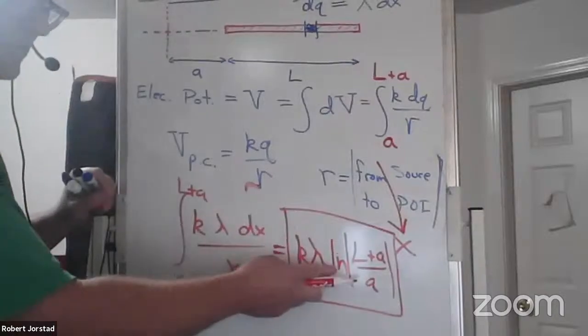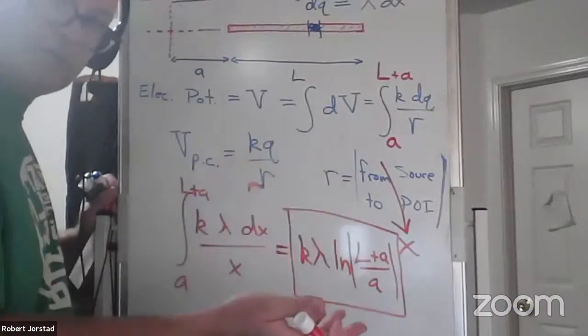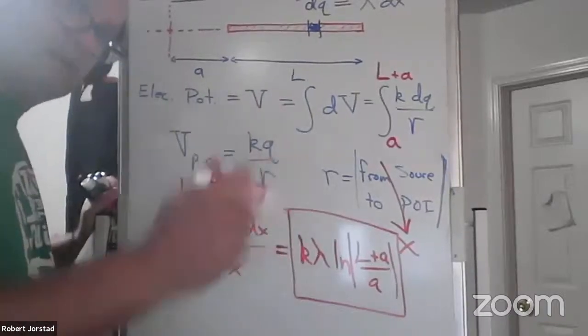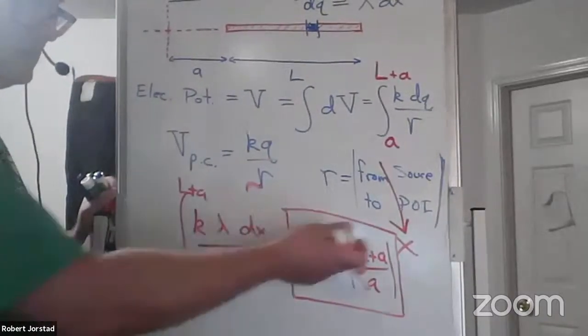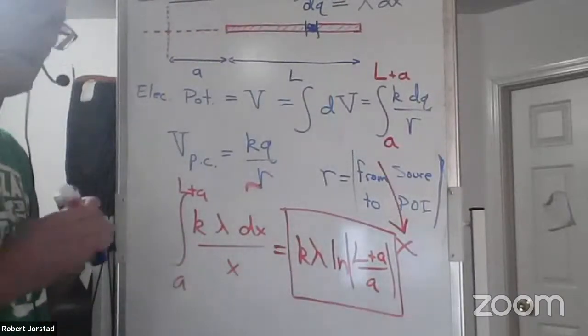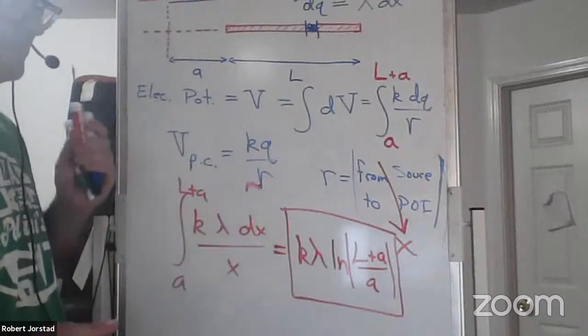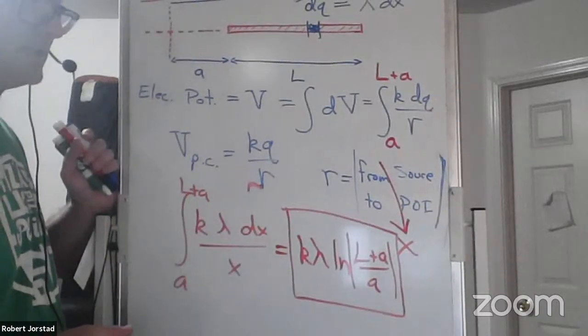Have you guys seen that before? Yeah, because you use subtraction and you just switch it to the quotient. So you do a subtraction, but you get log of A minus log of B, which is log of A over B. In this case, A would be L plus A, B would be just A. All right. Anyways, so there we go. This would be the electric potential.